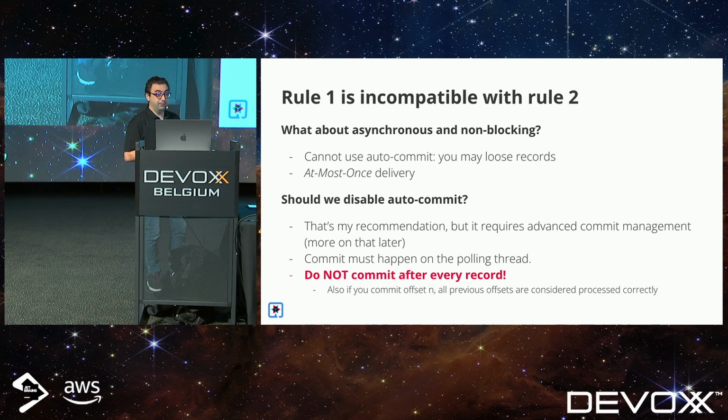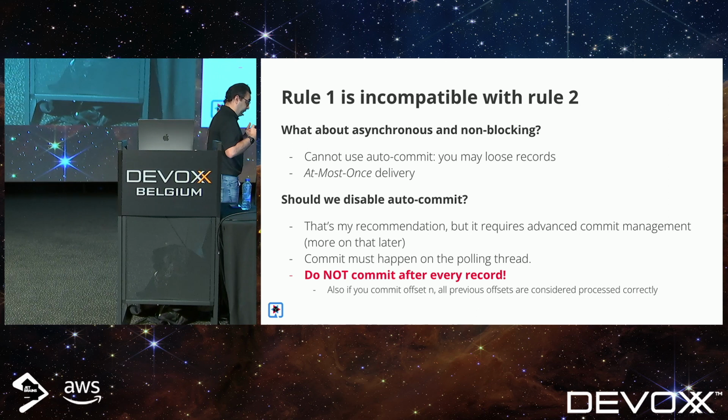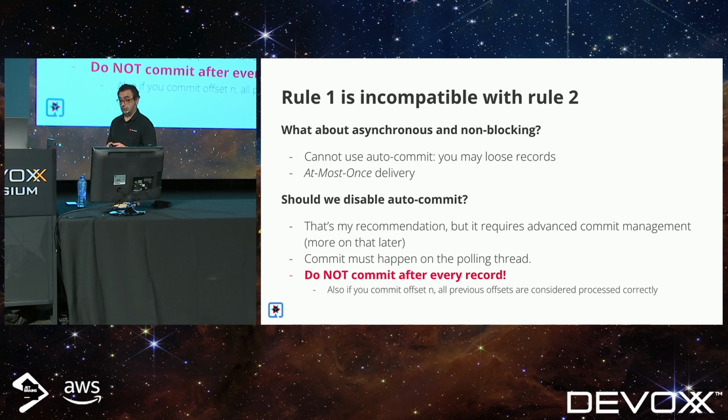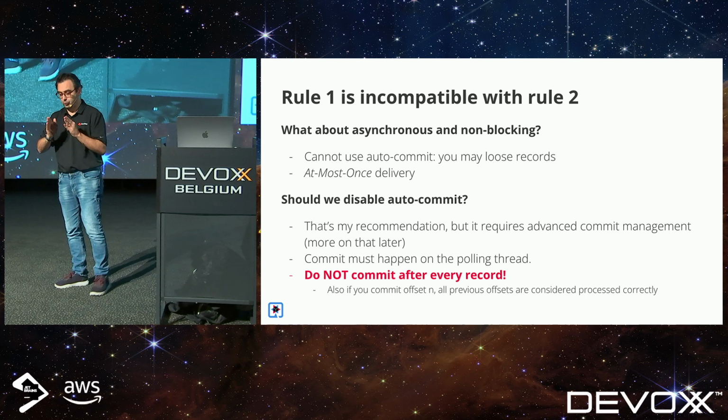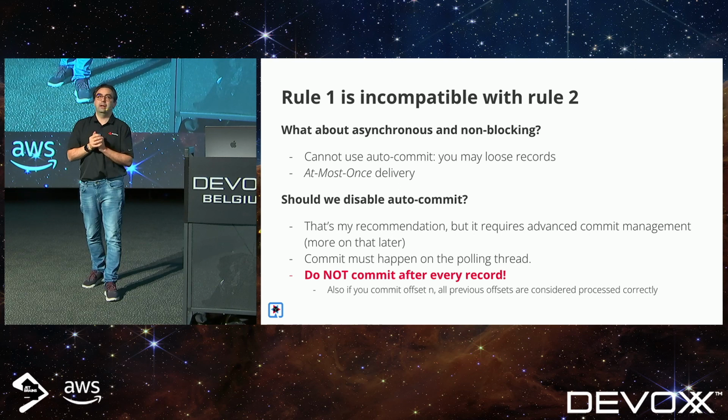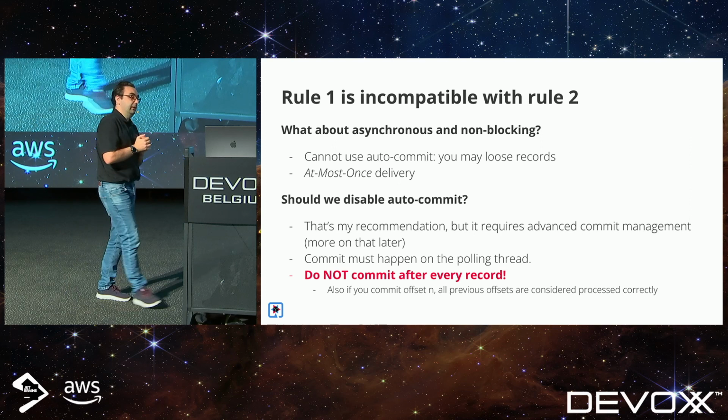Or you can do the commit yourself, so you disable auto-commit, and then you are responsible for committing the offset yourself. And then you say, yeah, but that's fine. I will take my records, process one, commit, process one, commit, process one, commit. Yeah, except that this is a lot of writes for a broker that is not expecting so many writes. So basically, if you do that, you are going to be very, very, very slow.